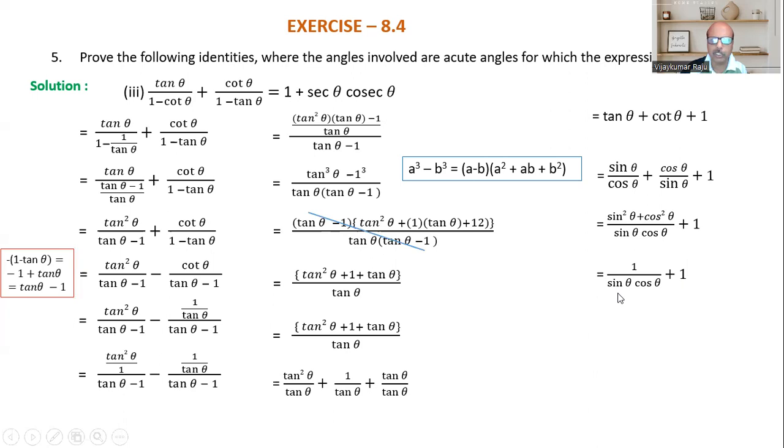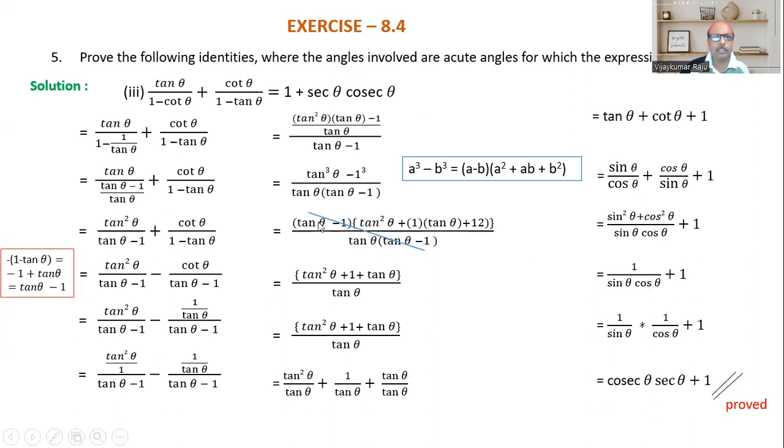1 upon sine is cosec. 1 upon cos is sec. So you break it down: 1 upon sine into 1 upon cos plus 1. So you'll get cosec into sec plus 1. So cosec sec plus 1. This is the thing which we wanted to prove. So we got what is to be proved.